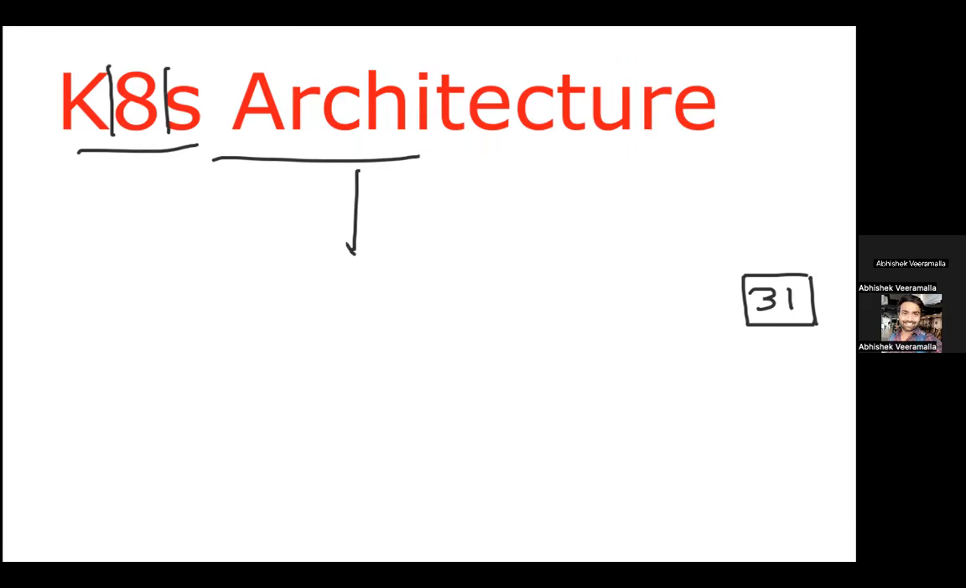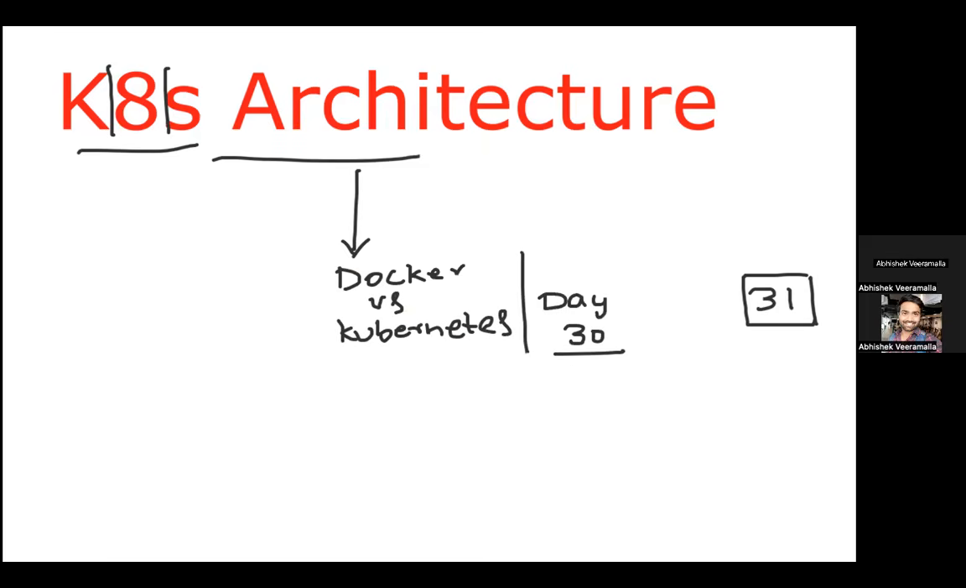Coming to the architecture of Kubernetes, firstly, you should understand the difference between Docker and Kubernetes. That is what we tried to understand on day 30. If you haven't watched our previous video, day 30, I highly recommend you watch it and then come back to today's video on the architecture of Kubernetes. If you don't understand what a Docker platform or a container platform offers and why we need to evolve to a container orchestration platform, you will never understand the reason for Kubernetes architecture.